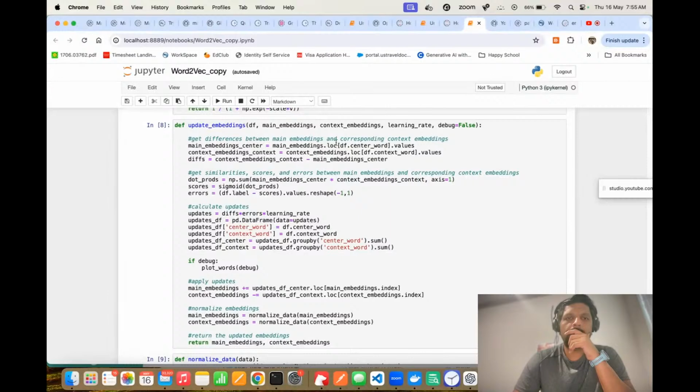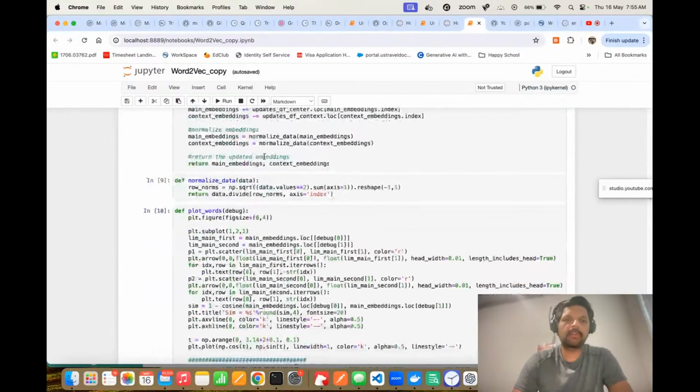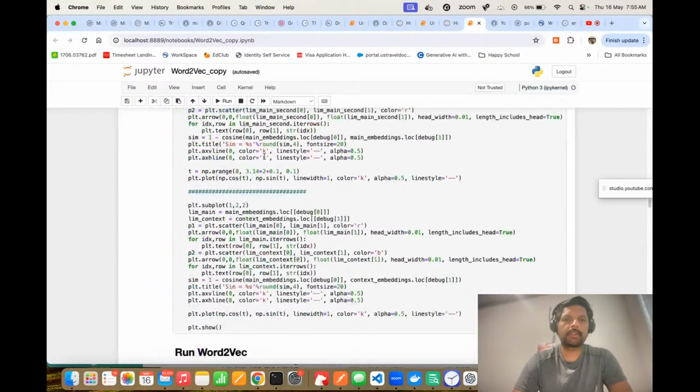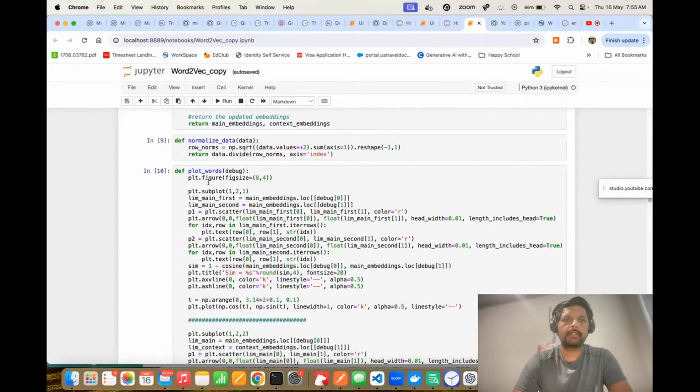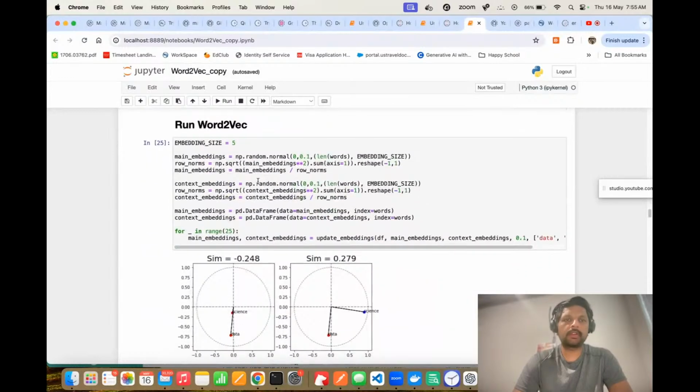You get differences between main embeddings. First of all, he needs to explain what main embeddings and context embeddings are. We'll come to the method again. Normalized data plot words will come when he calls it. So now he says embedding size is 5.